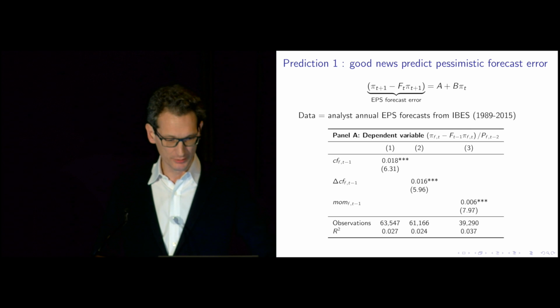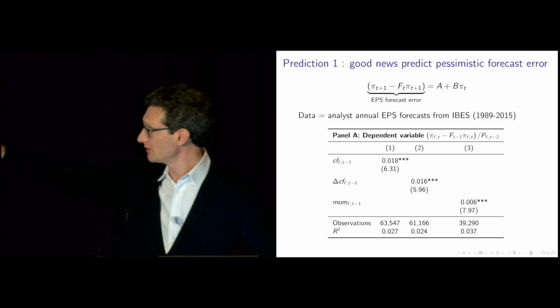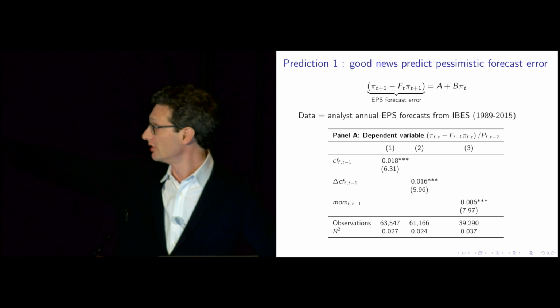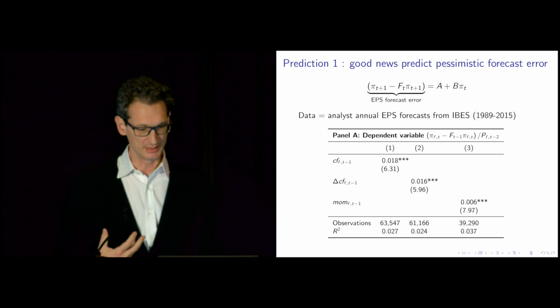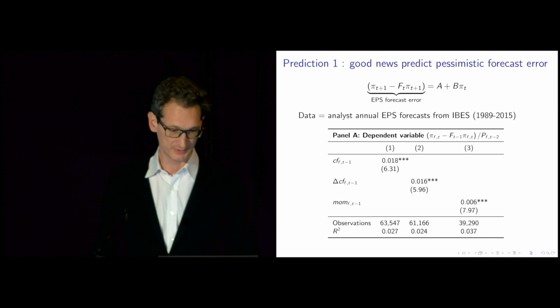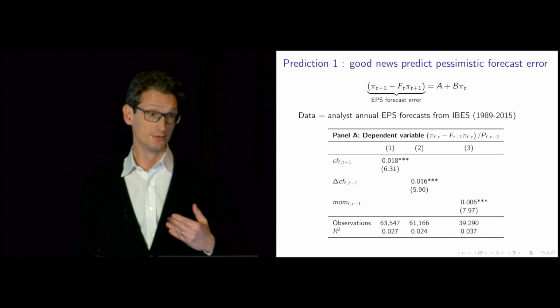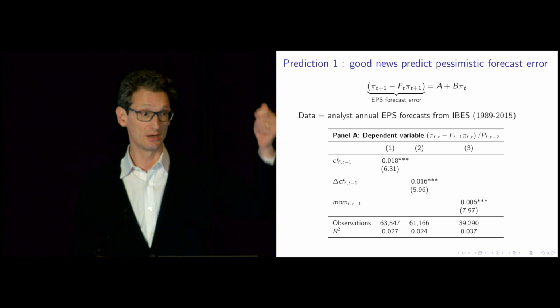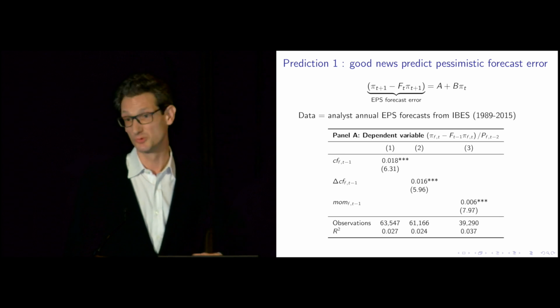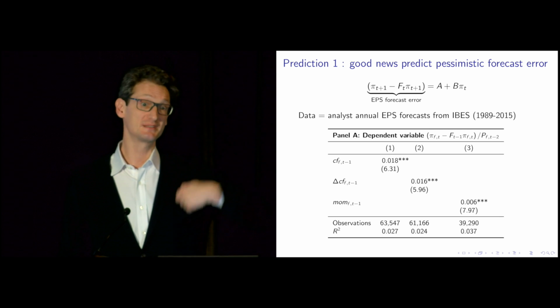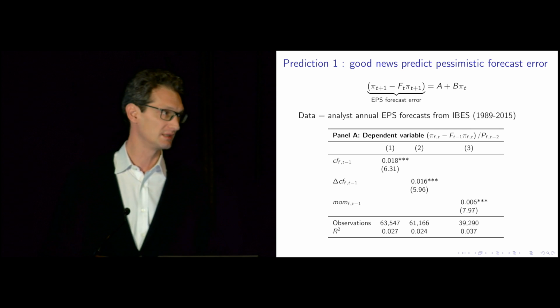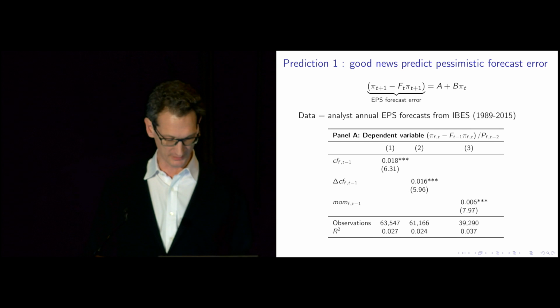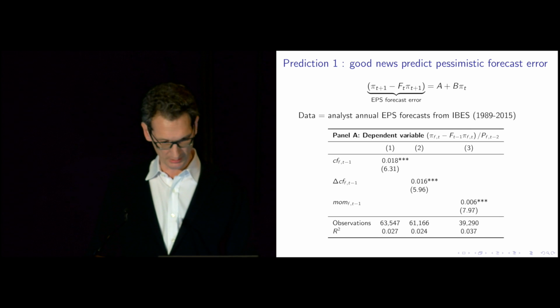So the first prediction is summarized in this table. We regress the forecast error on the cash flow anomaly, a measure of profit, in the first column. You see a very strong coefficient, statistically very significant with a t-stat of 6. We can also regress the forecast error on other measures of good innovation on the signal, typically past increase in returns or past increase in profits, and this is also extremely significant. So this is pervasive evidence of underreaction.